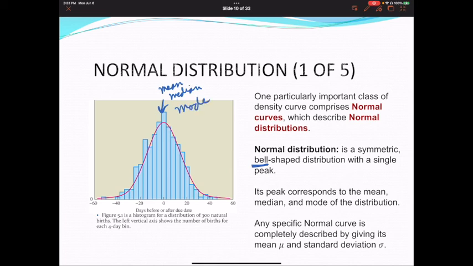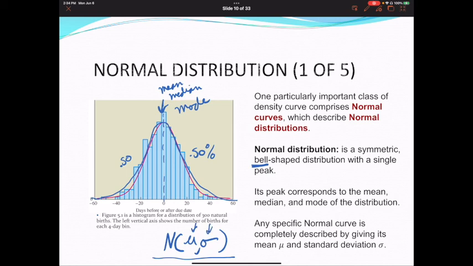And much like a density curve, the entire area under our curve is 1, and that median divides our data set in half, right? So the area on the left-hand side would be 0.50. The area on the right-hand side would be 0.50. And any normal curve is completely described by giving its mean and its standard deviation. So sometimes you'll see this notation, N, parentheses, mean and then my standard deviation, right? This tells me I've got a normal distribution with this mean and this standard deviation.